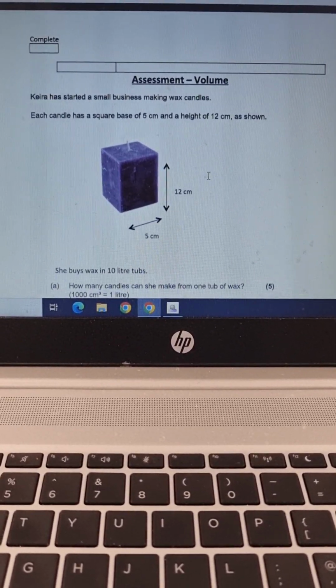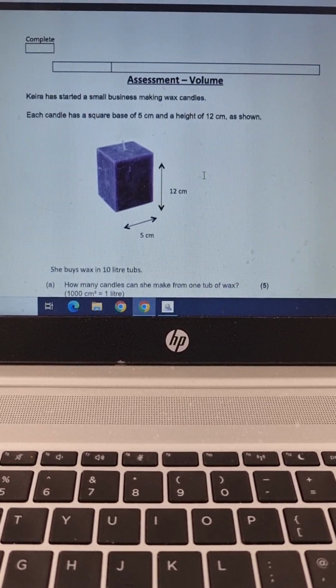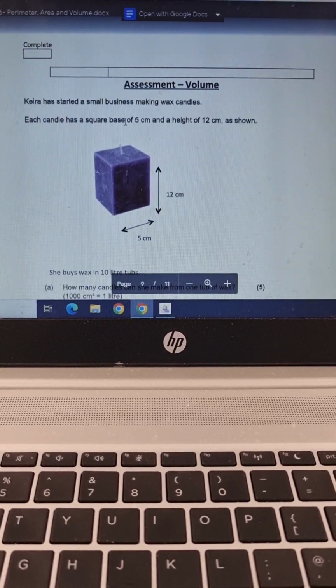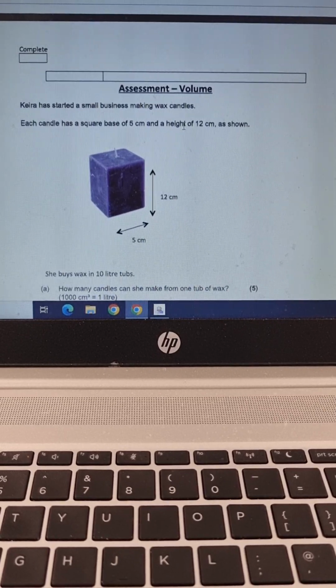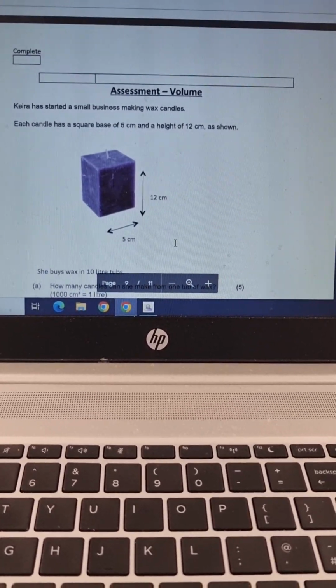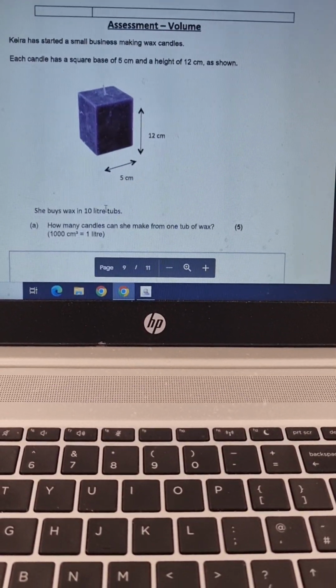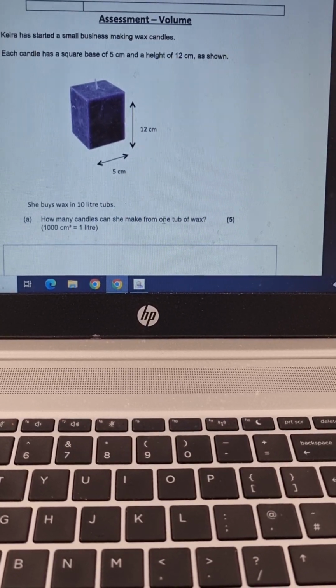It says Kira started a small business making wax candles. Each candle has a square base of 5 centimeters and a height of 12 centimeters as shown. So she buys wax in 10 litre tubs. How many candles can she make from one tub of wax? So this is a volume question.